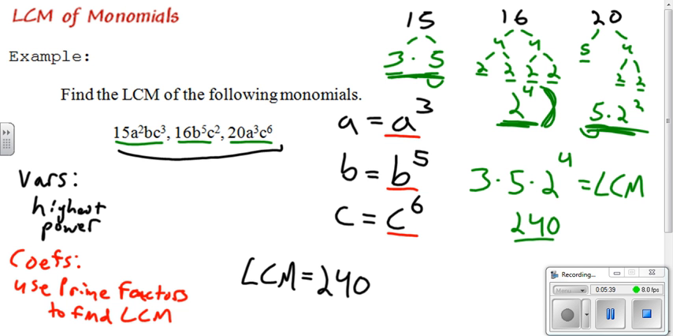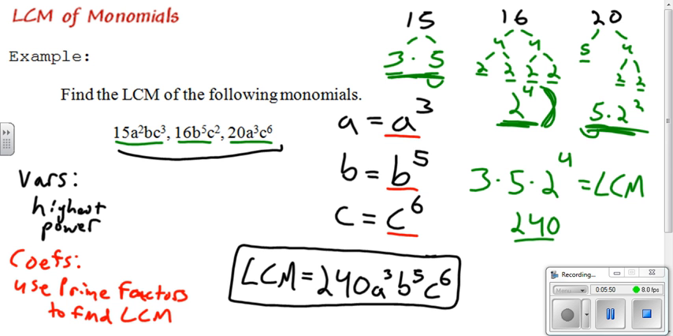So we would say in the end, our least common multiple of these three is 240, the least common multiple of our coefficients, times a cubed, b to the 5th, c to the 6th. So this is the smallest number that those three values can multiply to get into, and they all can go into that.